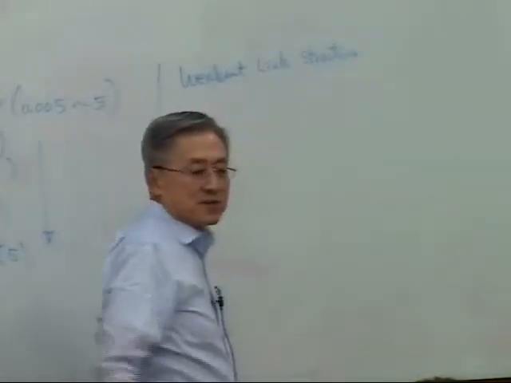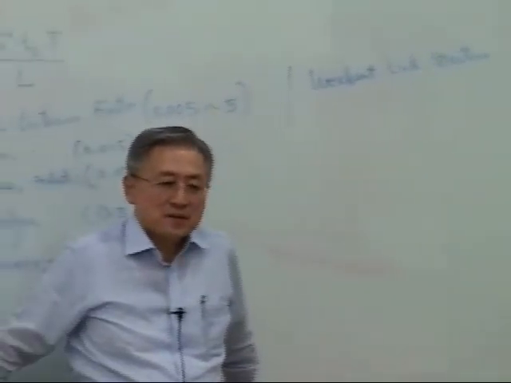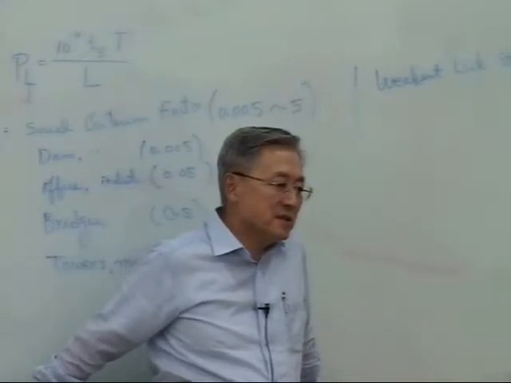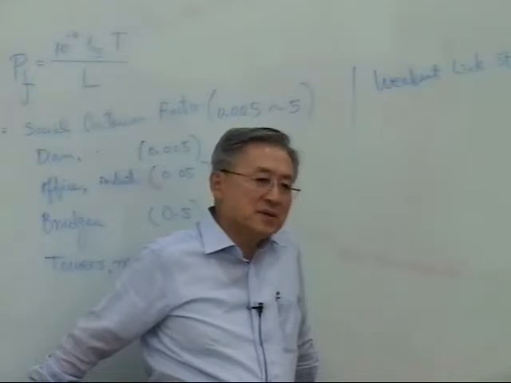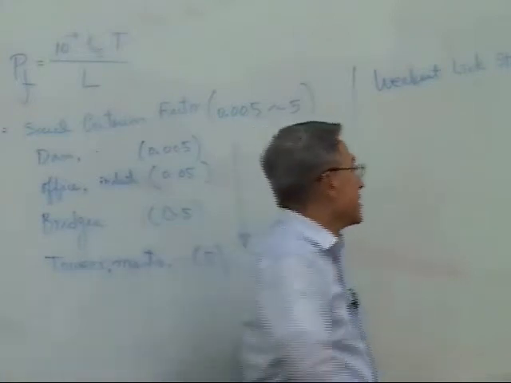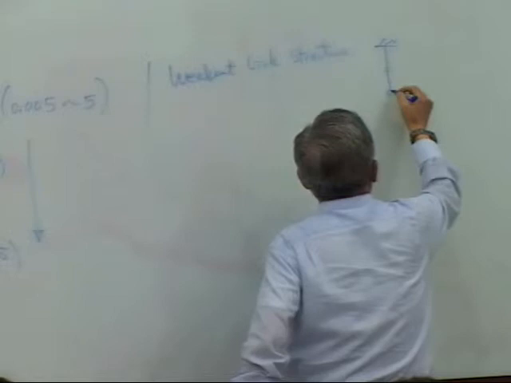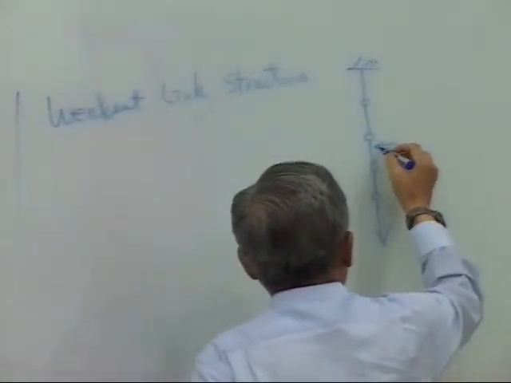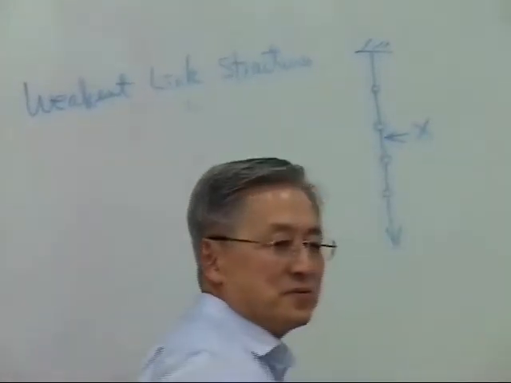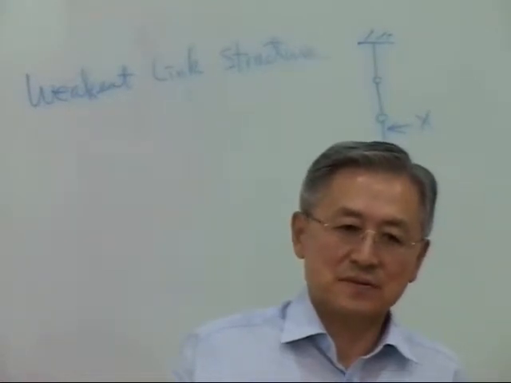Weakest link structure. One component fails, then the whole system fails. Good design or bad design? Bad design, okay? But it could be an economic design. One component fails, whole system fails. Weakest link structure.